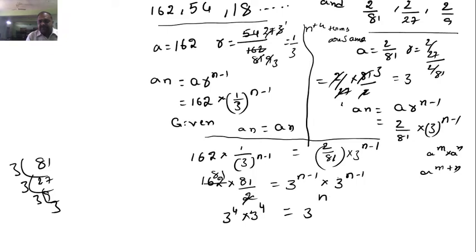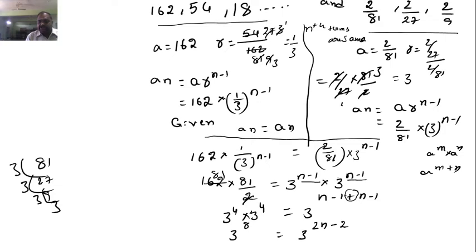N minus 1 plus n minus 1. A power m means n minus 1. In between m plus n, that means a power m into a power n is a power m plus n. So 3 power 4 plus 4, that is 8, is equal to 3 power n plus n, 2n minus 1 minus 1, that is 2n minus 2.